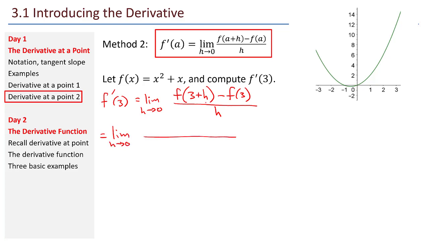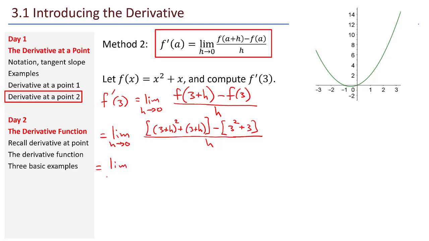So f of 3 plus h. Be a little bit careful, this is where some algebra errors can occur. f of x is x squared plus x, so f of 3 plus h is 3 plus h squared plus 3 plus h. From that, I will subtract off f of 3, which is 3 squared plus 3, and that's all over h.